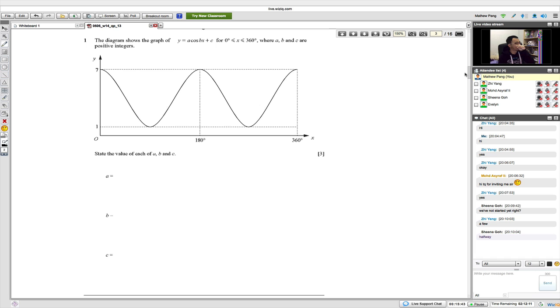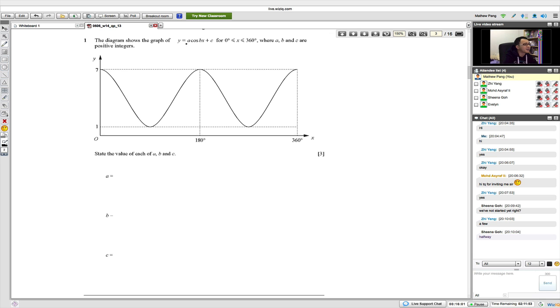So we start from the first question. The diagram shows the graph for the equation y equals a cos bx plus c, for x from 0 to 360. The question asks you to state the values of a and b.